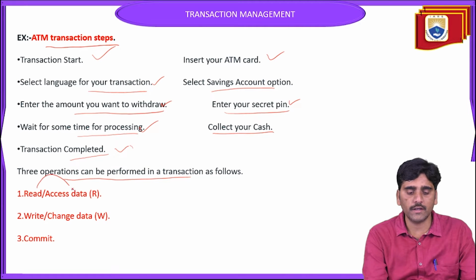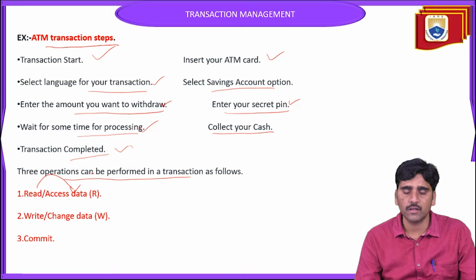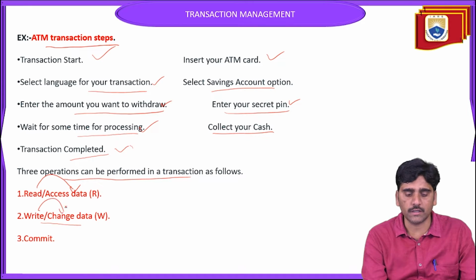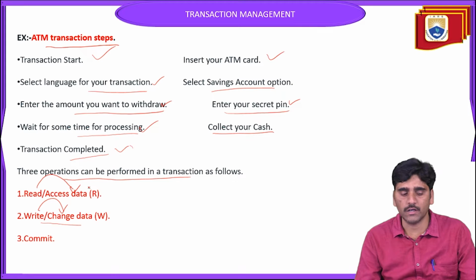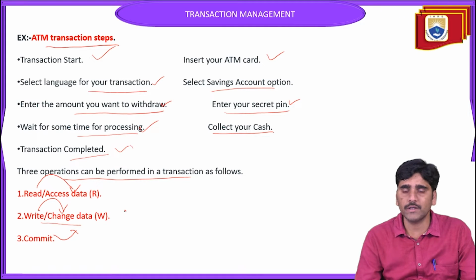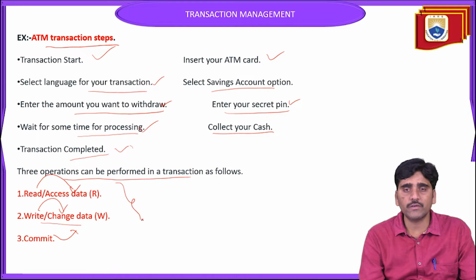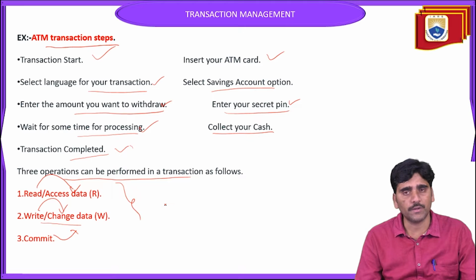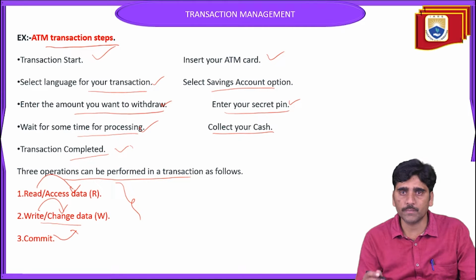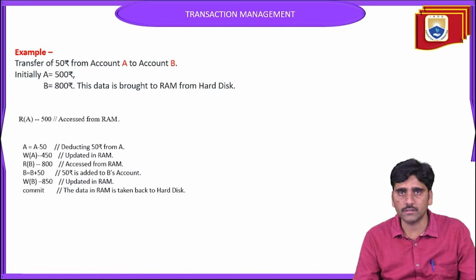One is read or access the data, and second is write or change the data, and then commit the transaction. So any transaction is performing all these three operations. Any transaction you are performing uses these operations: one is read or access data, second one is write or change the data, and third one is the commit operation. So these are the three operations.